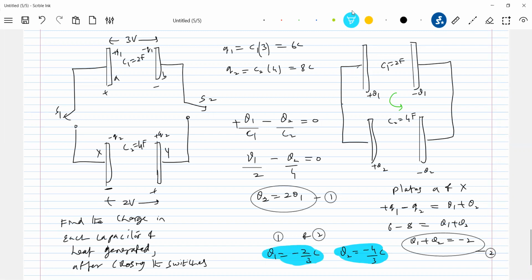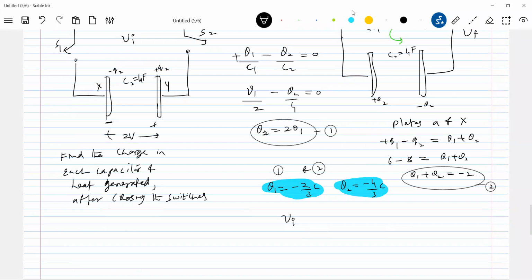Will there be any impact on this? The heat generated? No. The heat generated, how much should it be? It will be there. So here the heat generated: UI is the initial potential energy, and UF will be the final potential energy. Again, you have to proceed in the same way. I'll write only the equation: UI plus work done by cell equals UF plus H. H is heat generated.